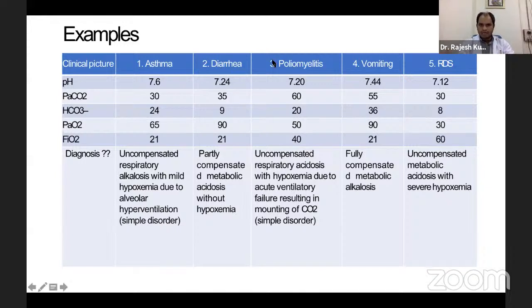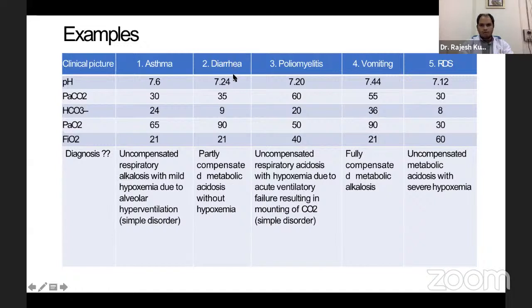In asthma, diarrhea, poliomyelitis, vomiting, and respiratory distress syndrome, there are some common examples I'm sharing with you. Like in asthma, your pH will be 7.6, PCO2 will be 30, bicarb will be on the increasing side, and PO2 will be on the lower side on FiO2 21, meaning your patient is having hypoxemia. You can see the PF ratio is there. So it is a respiratory alkalosis with a PF ratio of around 300, so it is a mild hypoxemia.